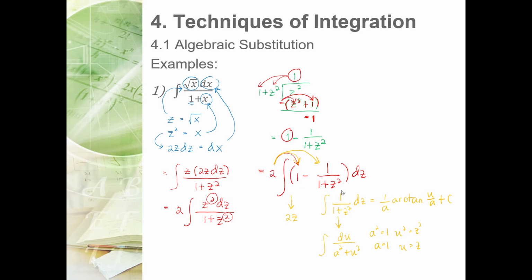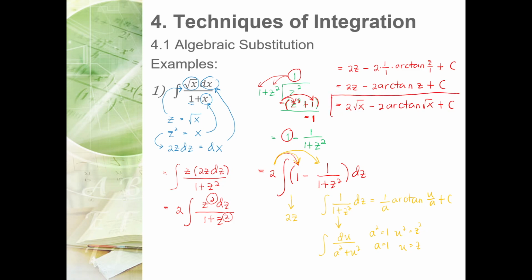So getting the final answer, we have 2z, so minus 2 times 1 over 1 arctangent z over 1 plus c. So 2z minus 2 arctangent z plus c. So again, don't forget to bring back the value of the z parameter. So the final answer is 2 square root of x minus 2 arctangent square root of x plus c. So this is the final answer.